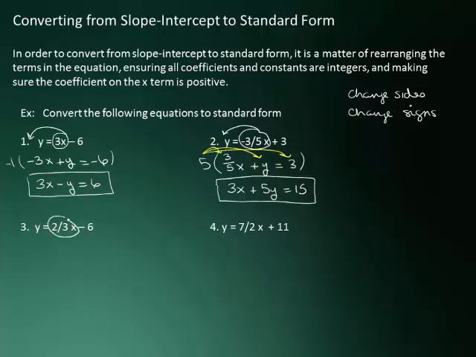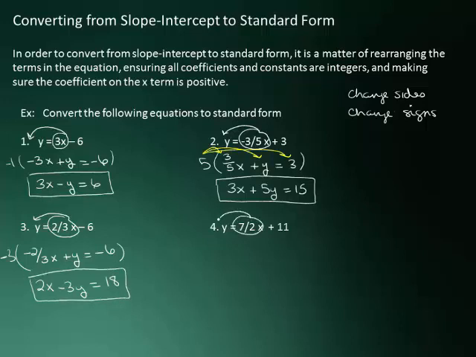Here I have a 2/3 x. I'm going to move that over, and it becomes negative. Now I want to get rid of this 3 in the denominator and the negative at the same time, so I'm going to multiply the entire equation by negative 3. The 3 and the negative 3 cancel, the negative and the negative cancel, so I'm left with 2x. I have negative 3y and 18.